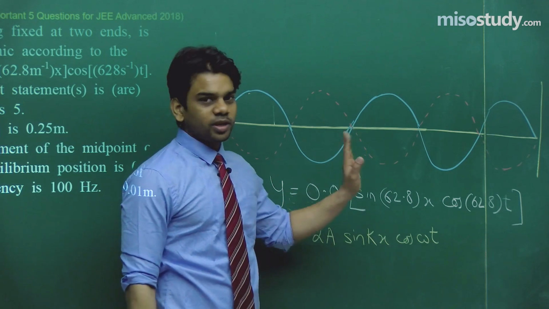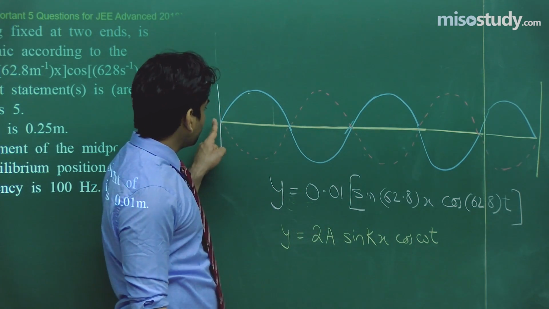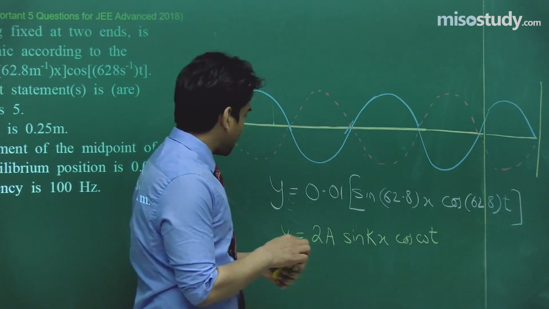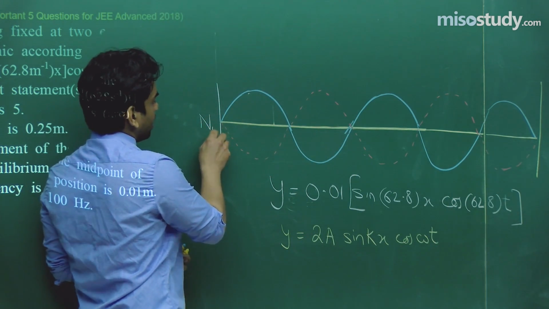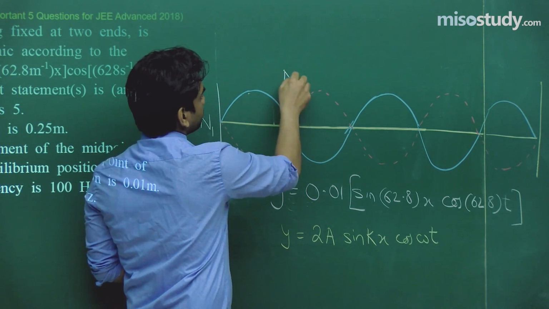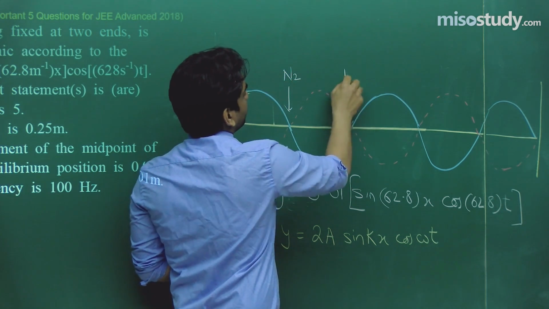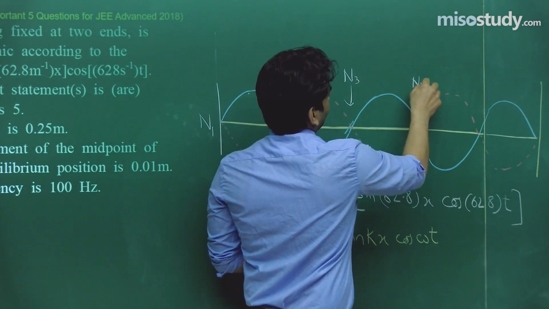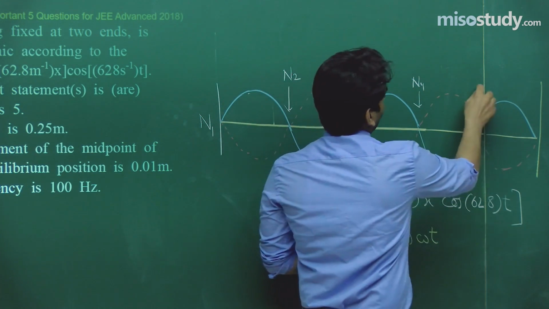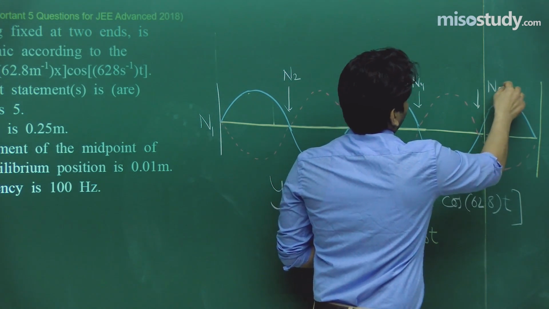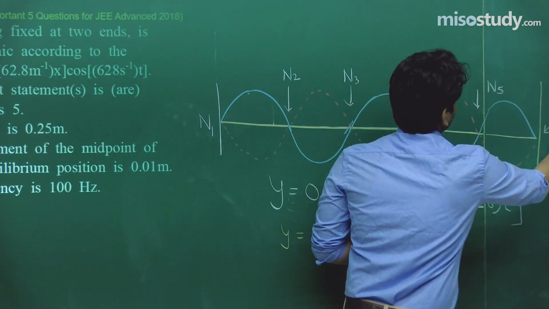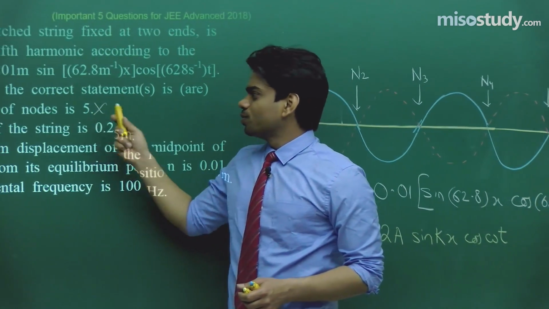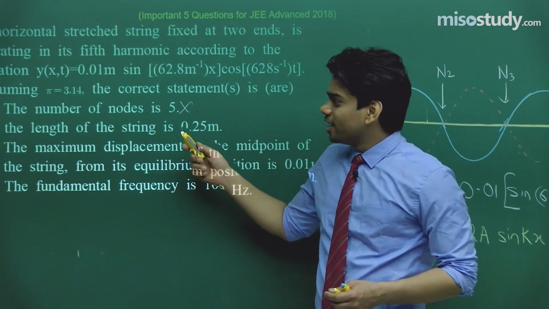This is the case of the fifth harmonic. The number of nodes we need to count down. Count 1, 2, 3, 4, 5, 6. 6 nodes I'll mark here. Node 1, N1, node 2, N2, node 3, N3, node 4, N4, then we have node 5, and last but not the least, node 6. 6 nodes in total. The first option says the number of nodes is 5. No, it's only 6.